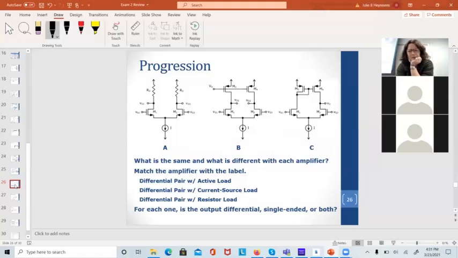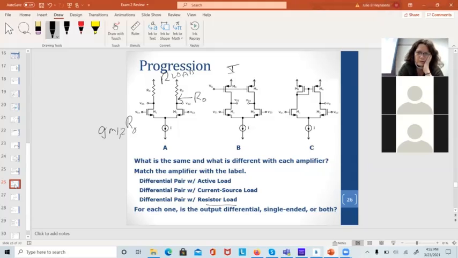So we went through 3 different versions of this diff amp. The gain for all of these is gm1 or 2, you could pick either one, they're the same, times the output resistance, and the output resistance is looking in here. This first one has a resistor load, so this is an R load. This is called a current source load. Oh, thank goodness I took that for a mock exam. This one is called an active load.